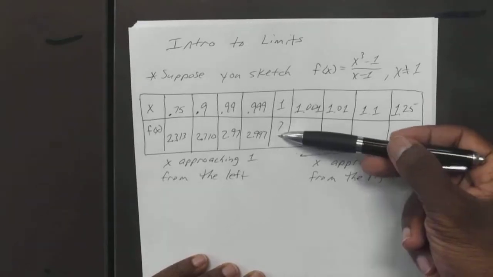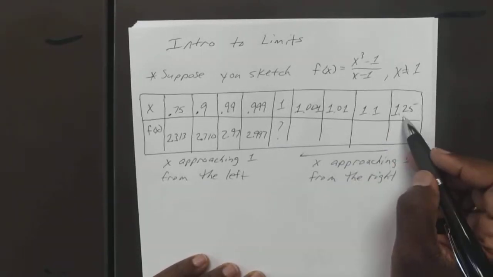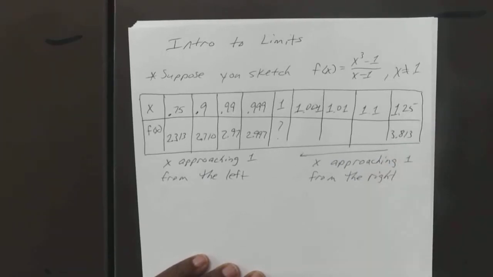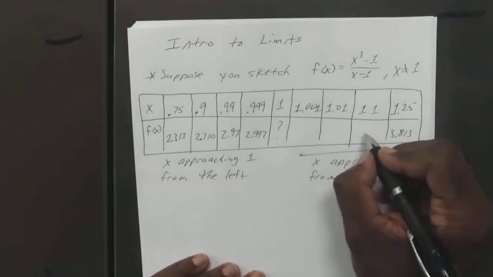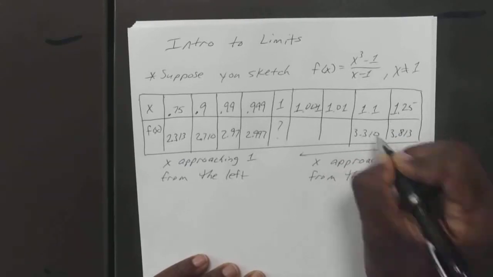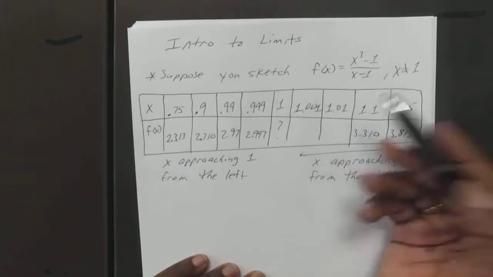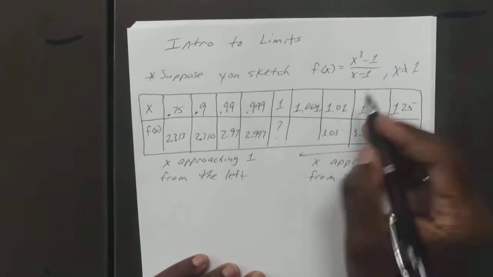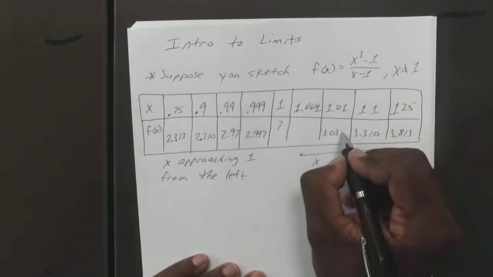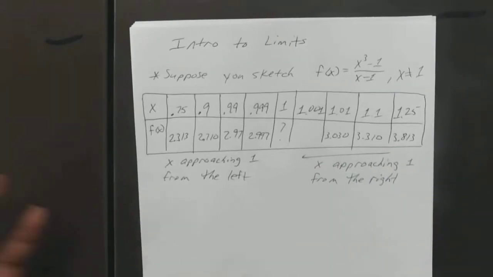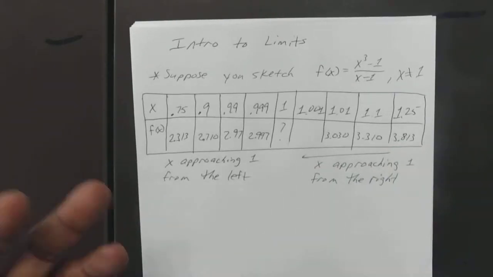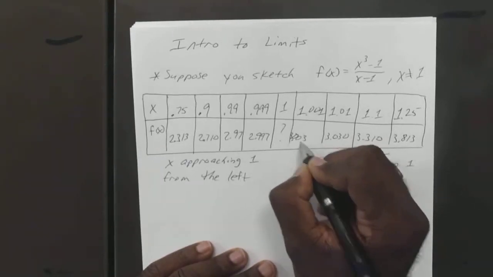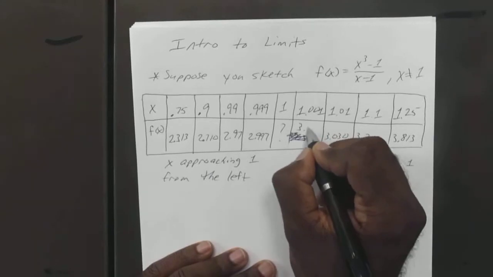Now if we approach it from the right, if you put in 1.25, you'll end up with 3.813. If you put in 1.1, you'll end up with 3.310. If you put in 1.01, you end up with 3.030, I was right. If you put in 1.001, you end up with 3.003.